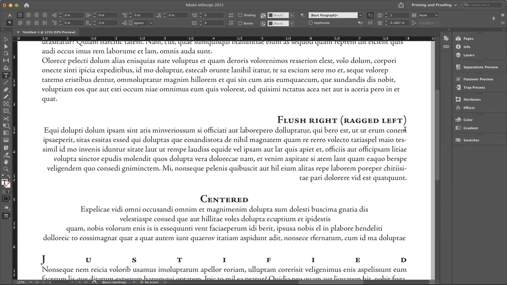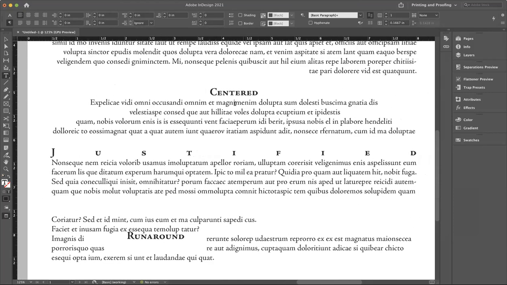Below that, we have flush right or ragged left. Ragged left is harder to say out loud than you would think. Anyways, the right side is the alignment and the left side is however it fits. Centered is hopefully fairly self-explanatory. It's in the middle, guys.